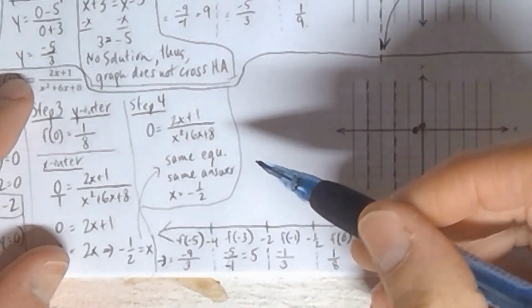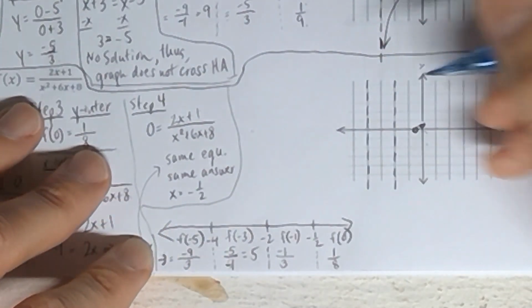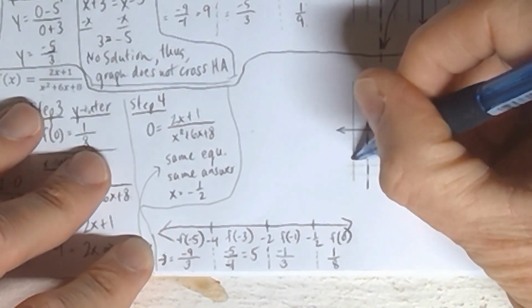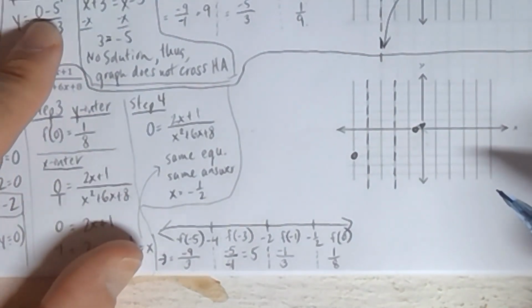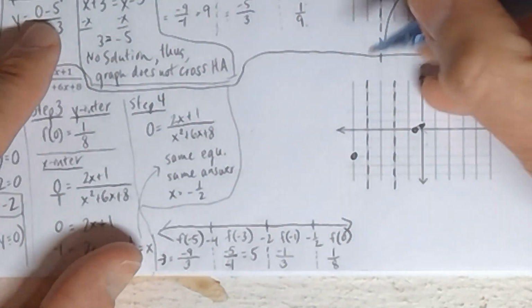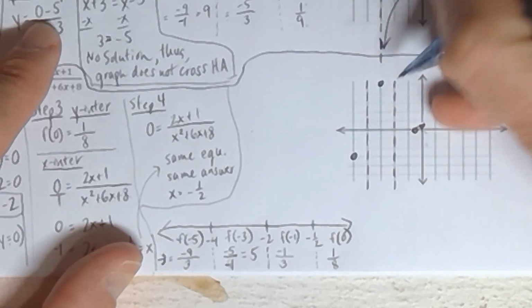What else did we find? We found f of negative 5 is negative 3. That means that that should be right there. Negative 5 and negative 3. Okay, what else? Negative 3 pairs up with positive 5. And so that would be right there. Okay.